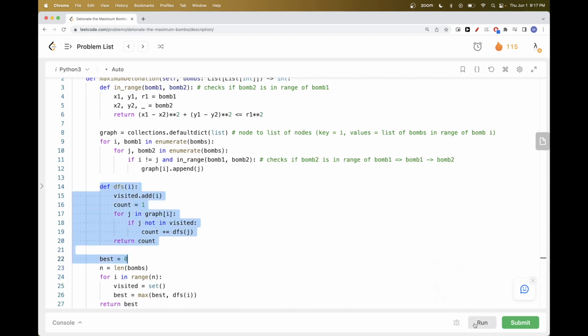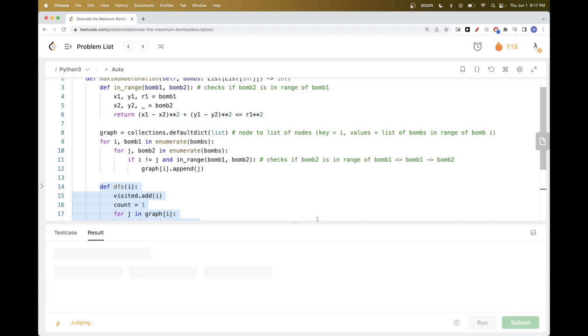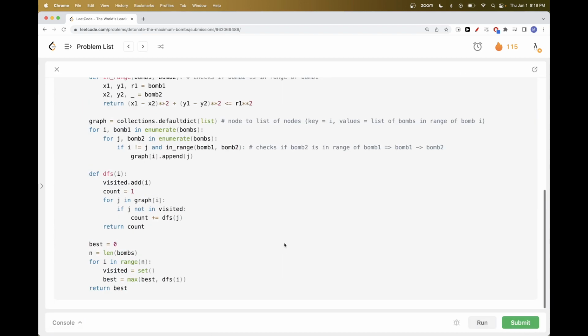It's just DFS, so let's run it. And looks like it passes. Let's submit. And that passes as well, okay?